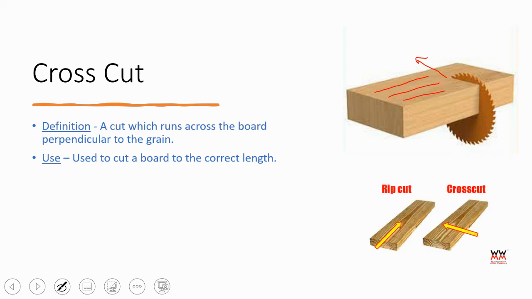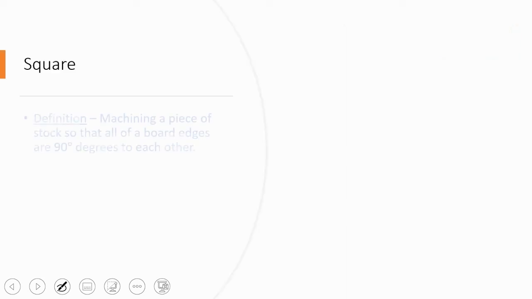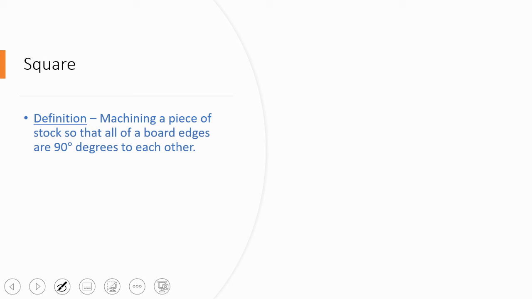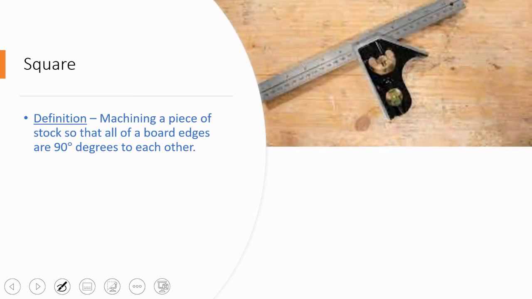So here's another picture where you can kind of get an idea of the difference between a rip cut and a cross cut. Square. Definition: machining a piece of stock so that the board edges are 90 degrees to each other. So this right here is a tool that you will see in class called a combination square. We'll learn more about how to use this tool coming up, but this is what you use. It's this portion right here that you use to get your 90 degrees.